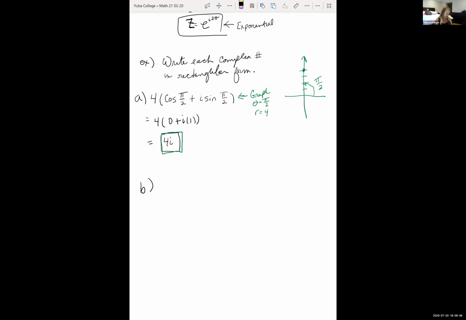So I'm trying to see if there's ones that we know. Okay. How about 2e^(i5π/6)?